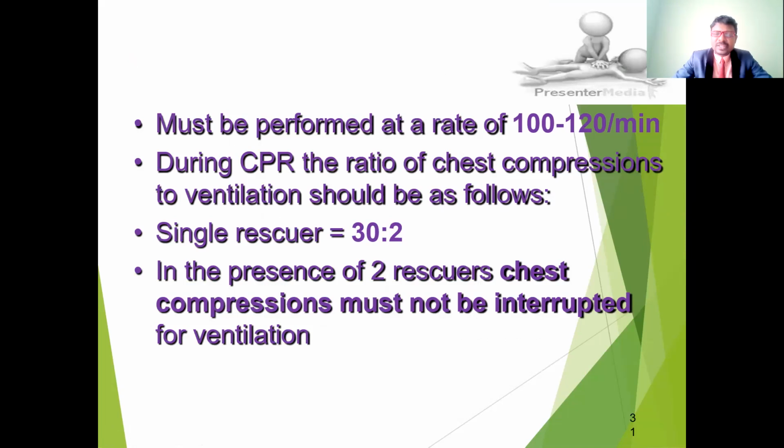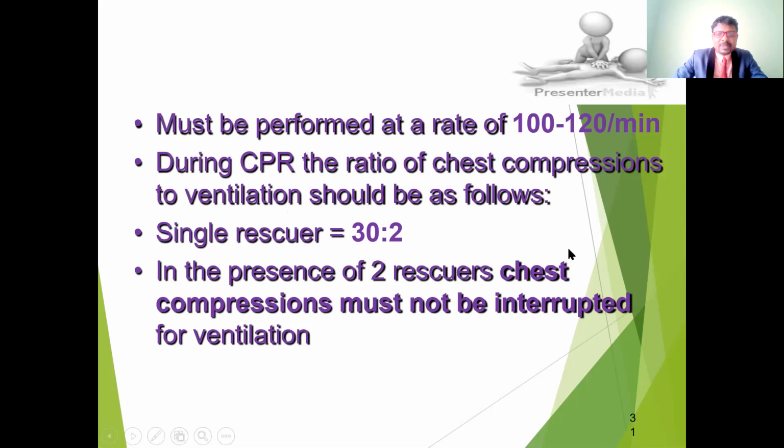The CPR ratio for a single rescuer should be 30 compressions and 2 breaths. So we give 30 compressions with the hands. After 30 compressions, we give the breaths, mouth to mouth or mouth to nose, depending upon the requirement.